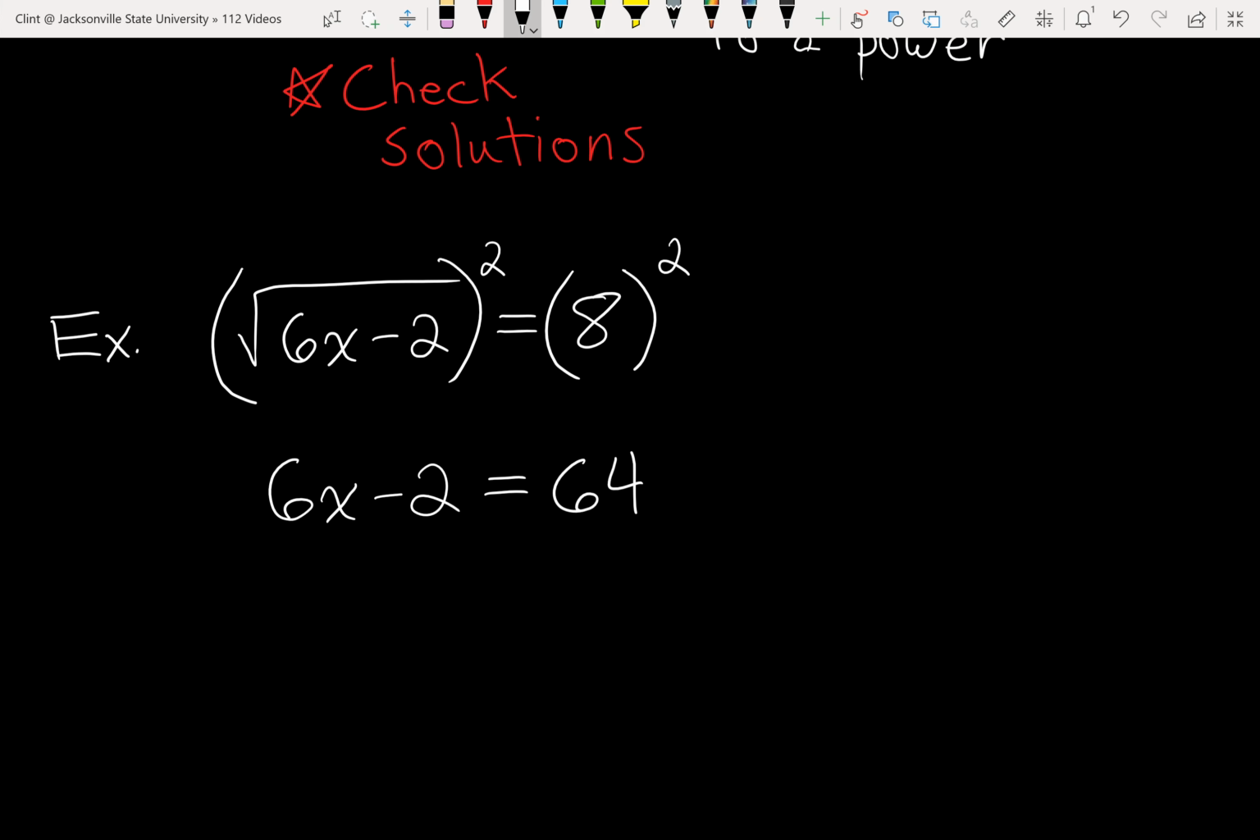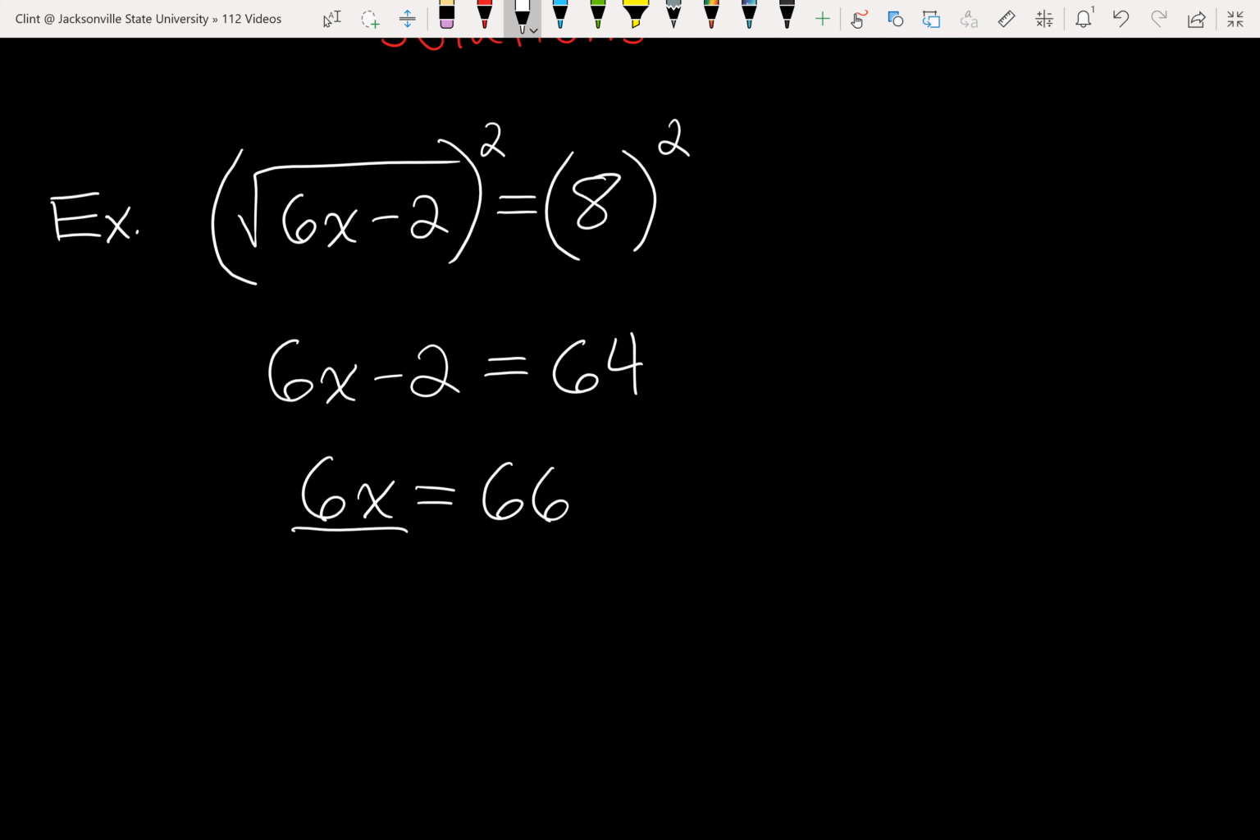Once we get rid of the radical, this is just your typical linear equation. So we're going to add 2 to both sides. Do that, we get 66. Divide both sides by 6. Old news at this point, so our 6's cancel. x we think is 11.